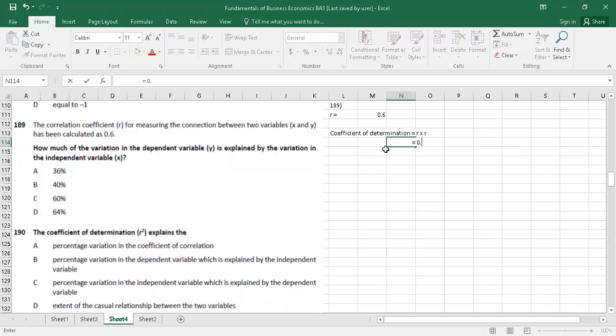It is equal to 0.6 into 0.6, which is equal to 0.36. If we take the percentage, it is 36%. So 189 is 36%.